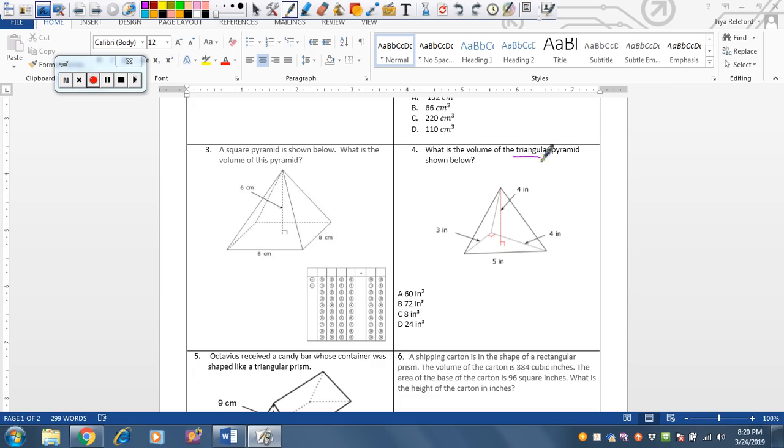Number 4 says triangular pyramid, so you need the pyramid formula. And you need the triangle formula. Double check your formulas. If you're having trouble with it, it might be your formulas are bad. Now when you shade your base, all you're looking at is this triangle. The reason this one's tricky is because of this right angle. See it here? That means that this and this are your base and height. You're not going to use 5 at all.